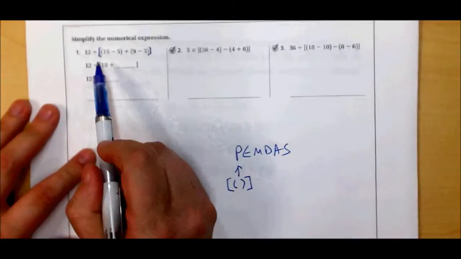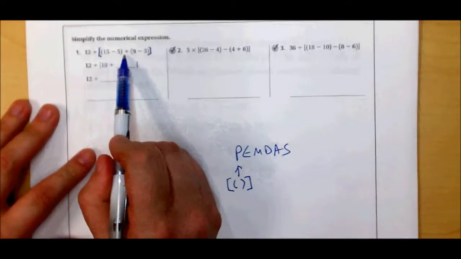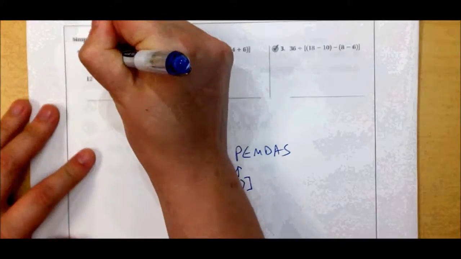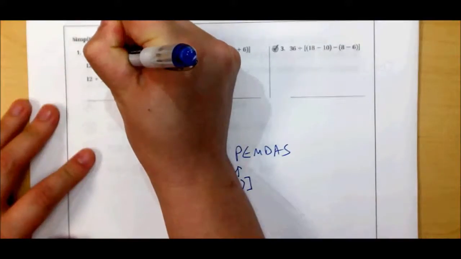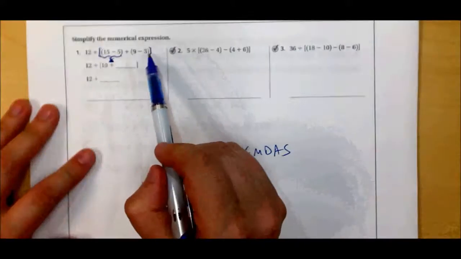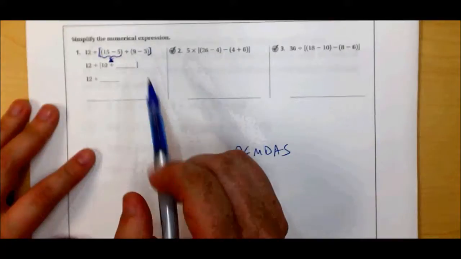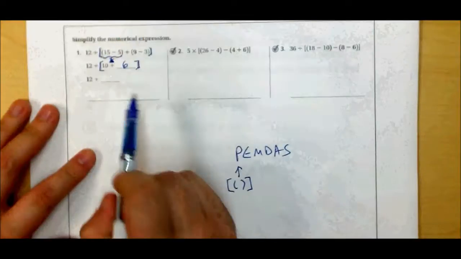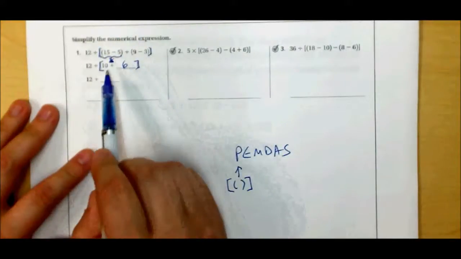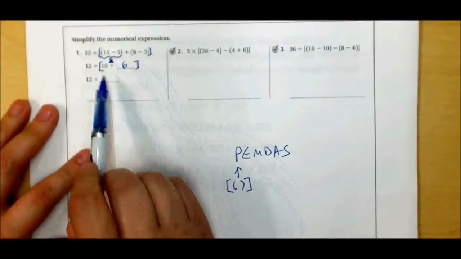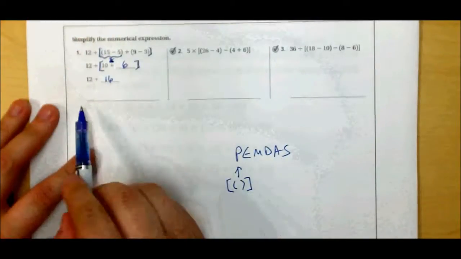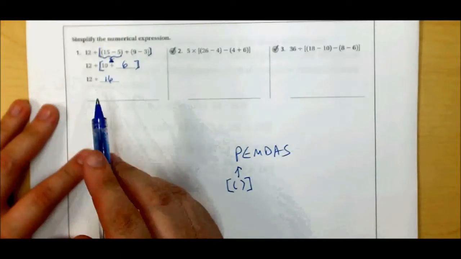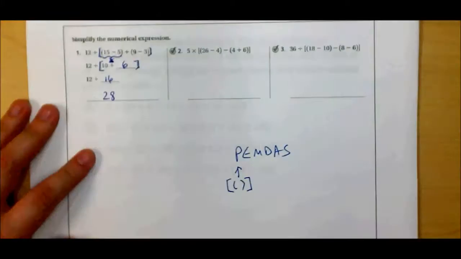Here, we start out with 15 minus 5, and we get 10. They already did that part for us. And then we do 9 minus 3, and we get 6. So now we have 10 plus 6 inside of brackets. Now we need to simplify what's in the brackets. 10 plus 6 is 16. So now we can add the 12, which was on the outside. We do that last. 12 plus 16 is 28.